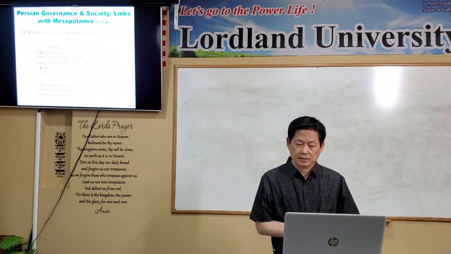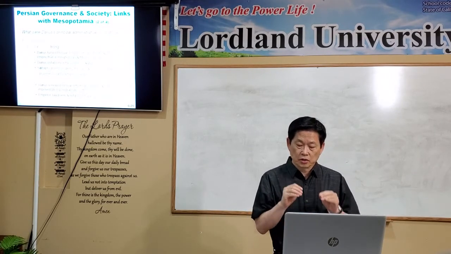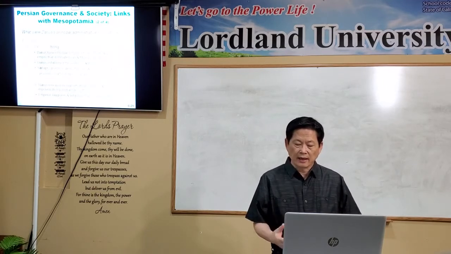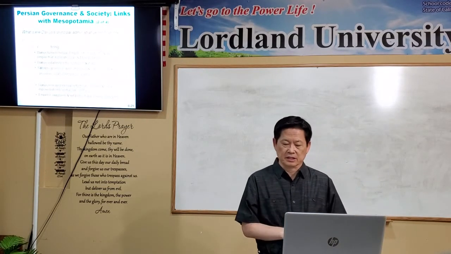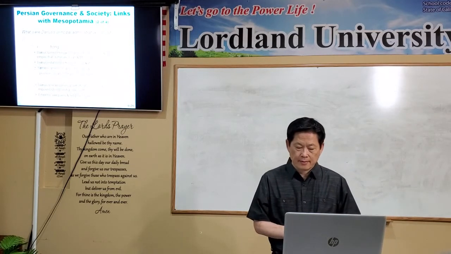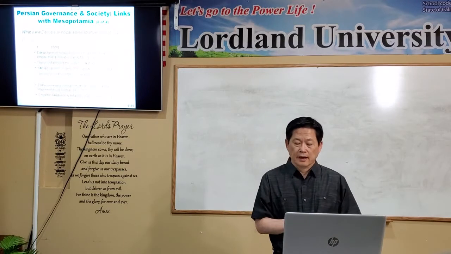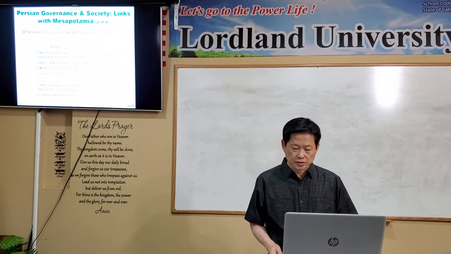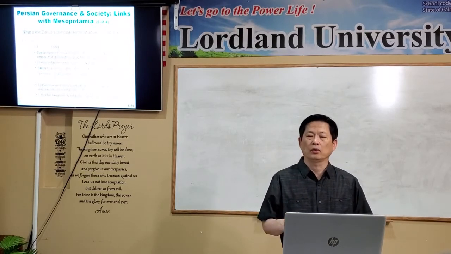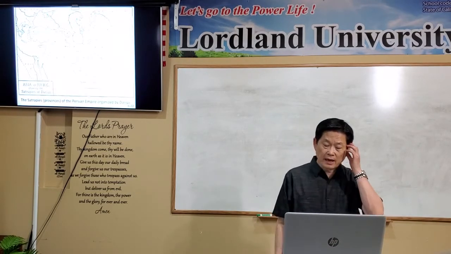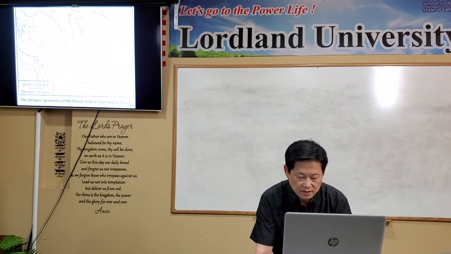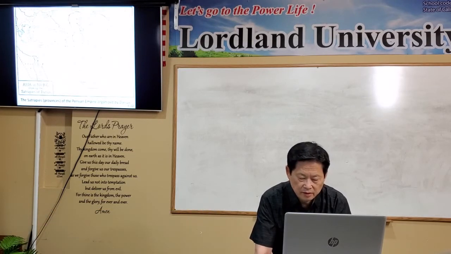Satraps means the governor. Satraps, the governors, controlled each satrapy, and they were the eyes and the ears of the great king. Darius renewed the Persian efforts at conquest and expansion and imposed a strong central rule on the conquered land. This map shows the satrapies of the Persian Empire. These satrapies, provinces, were organized by Darius. Too many satrapies under the Persian Empire.